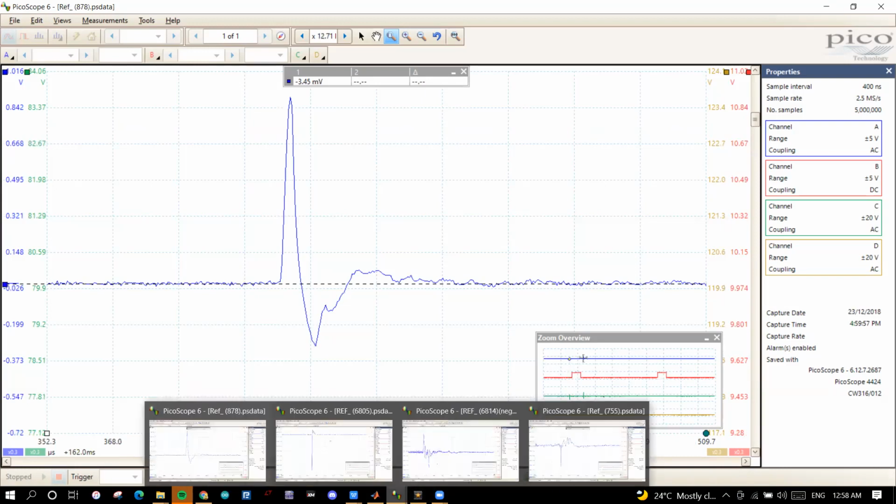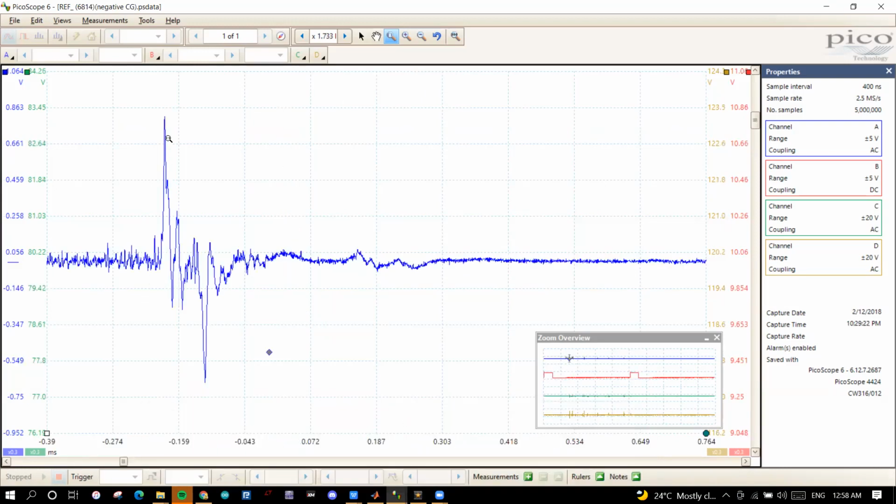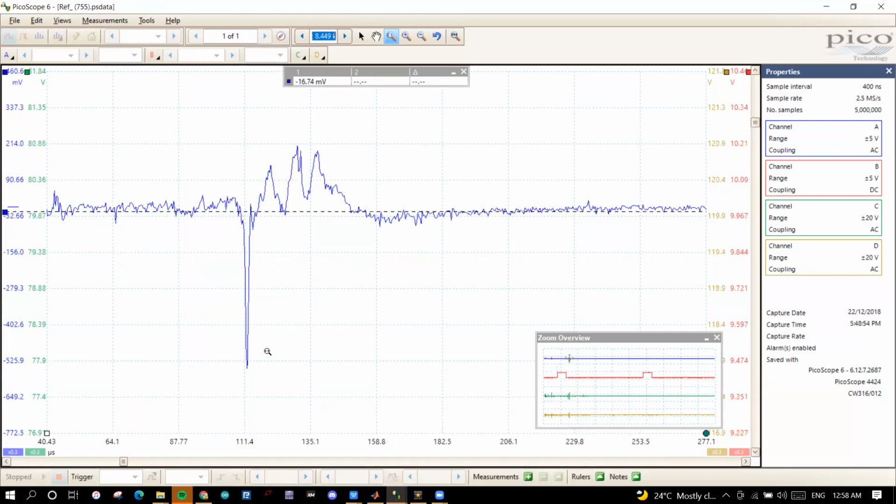The third one is negative cloud to ground lightning. So this is the shape of negative cloud to ground lightning. And lastly is positive cloud to ground lightning, and this is the shape of the lightning that I have mentioned.